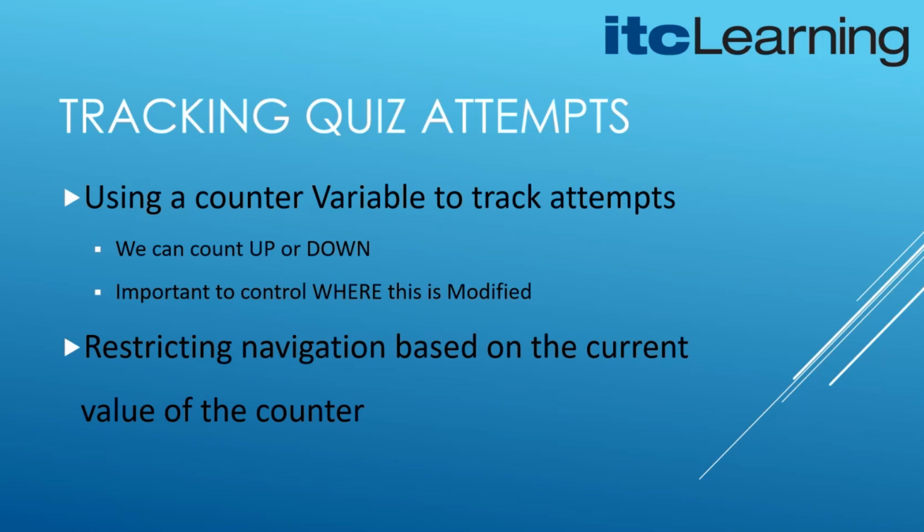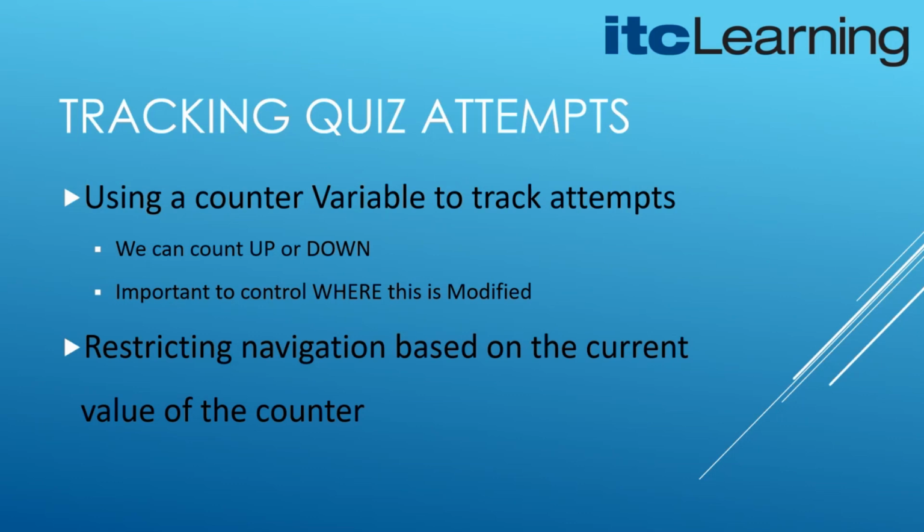In order to do this, we're going to set a counter, a variable used as a counter, which again is a pretty common usage of a variable, whether you're tracking quiz attempts or course attempts or how many times someone's done anything. Something important to note is that you can count a counter up, or you can count it down. It seems obvious, but it does factor into what you're doing. And it's very important with a counter, specifically for things like attempts, to control exactly where it's modifying that.